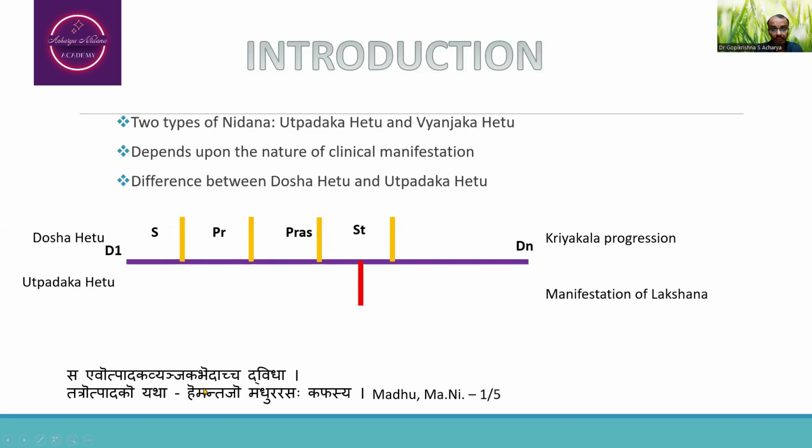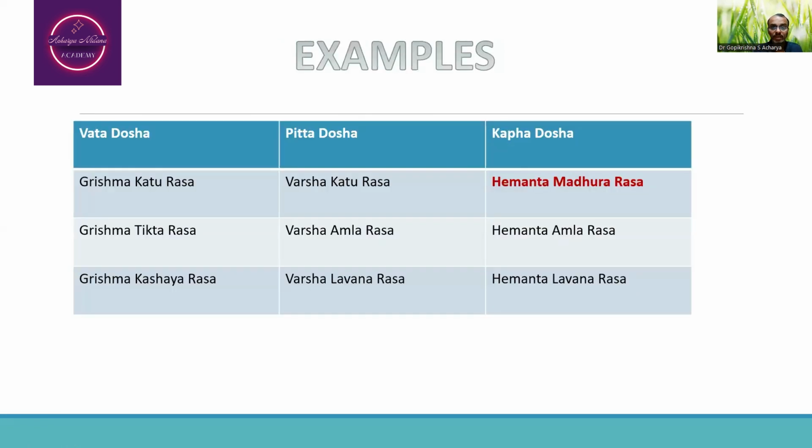The textual description for the Utpadaka and Vyanjaka Hetu is mentioned: Sa eva Utpadaka Vyanjaka Bhedat cha dvidha, tatra Utpadako yatha Hemantajo Madhura Rasah Kaphasya. If you split this, this will be the pronunciation. Regarding the examples, the textual example is Hemantajo Madhura Rasa.